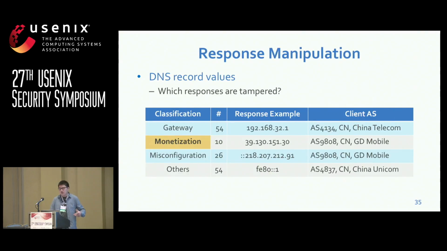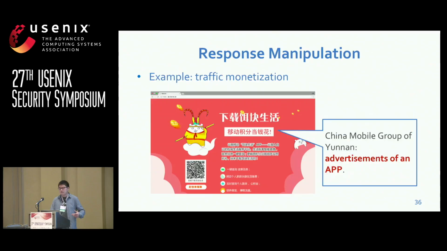Next part, response manipulation. In our dataset, we find hundreds of DNS record values are tampered with by DNS interception. After manual analysis of the tampered responses, we find the following classifications, including traffic gateway, illegal traffic monetization, and misconfiguration. For instance, some of our DNS results are tampered with by an advertisement web page. This website belongs to China Mobile Group and is for promoting a mobile application.